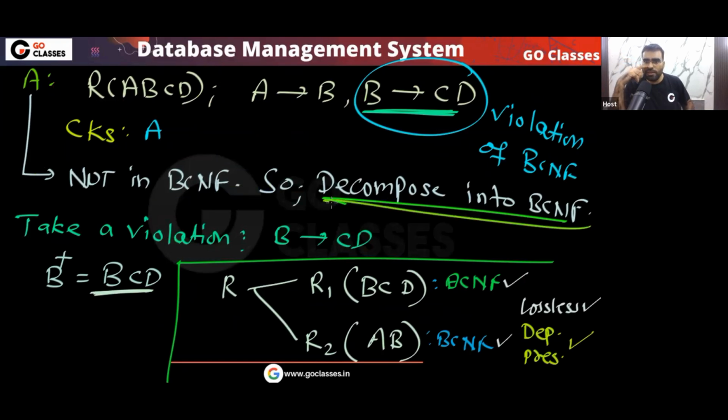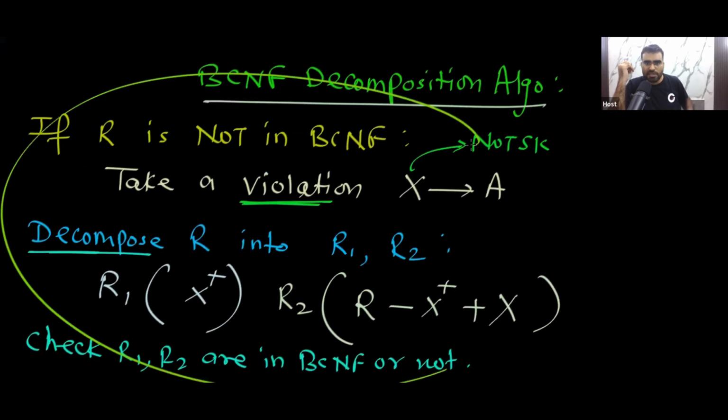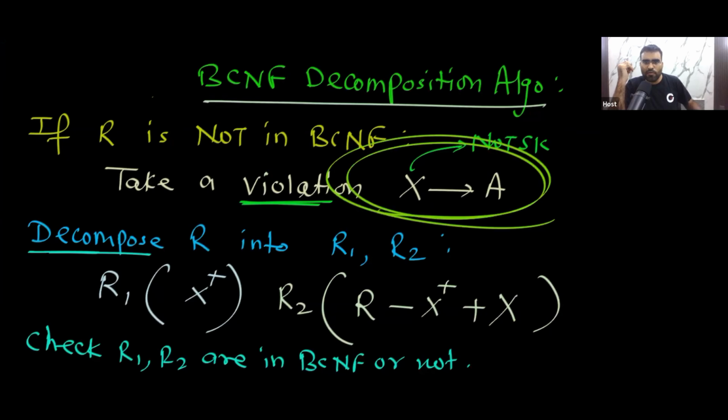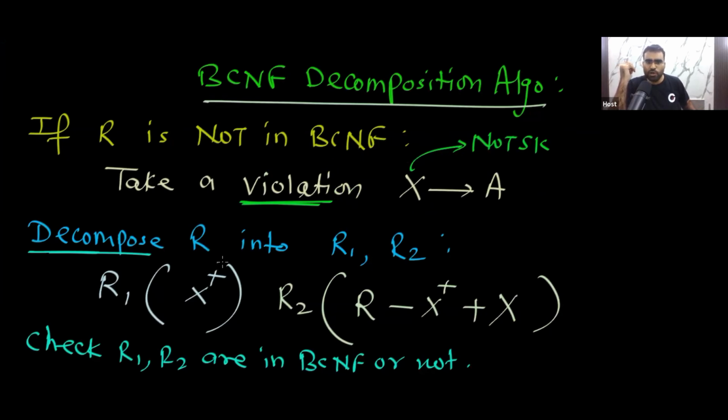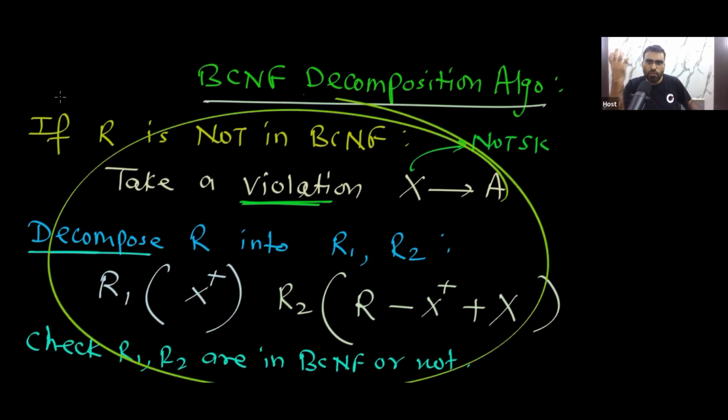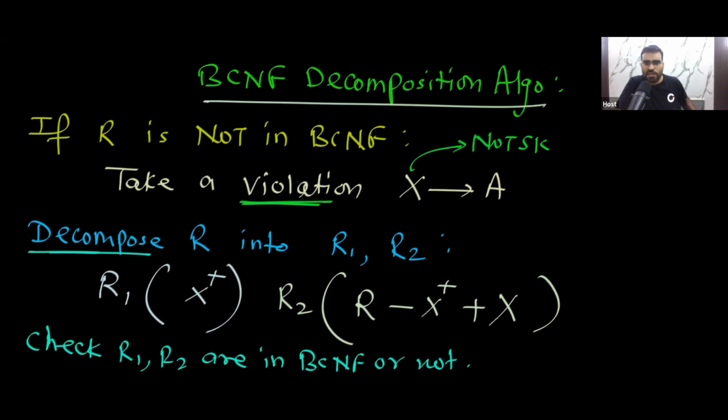So what will we do? We will decompose into BCNF. We can apply the BCNF decomposition algorithm. What will this algorithm do? It takes a violation of BCNF, X determining Y. You find X plus, and that will be your sub-relation R1. In R2, you take R, remove X plus, but add X. Very simple. Then you again check, is this BCNF? Is this BCNF? If one is not in BCNF, then you further decompose, and again do the same procedure. So this is the BCNF decomposition algorithm.